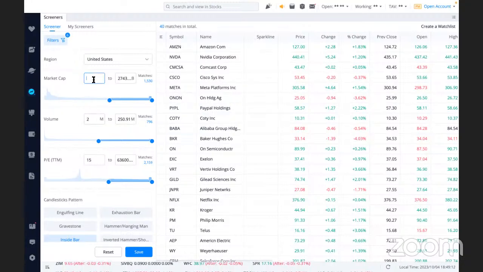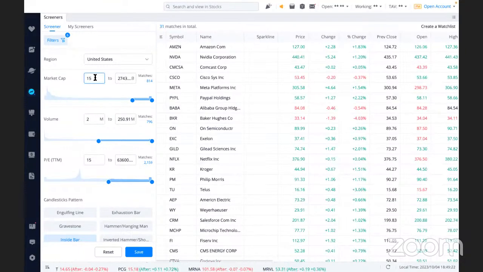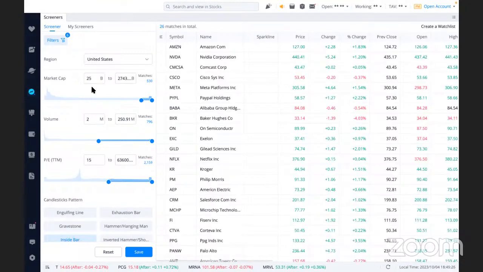So we're going to go ahead and come in with 10 billion. All right, 36. Okay, and this is just a little thing, 15 billion. See what we get. 31. Come in 25. 20. All right, 26. We're getting closer. Let's go ahead and come into 30 billion.